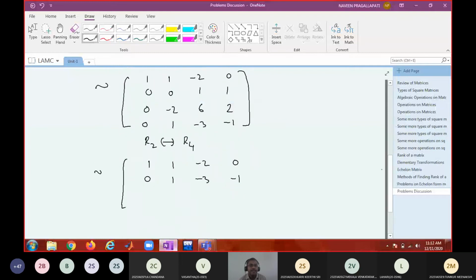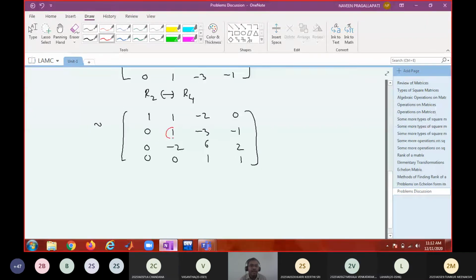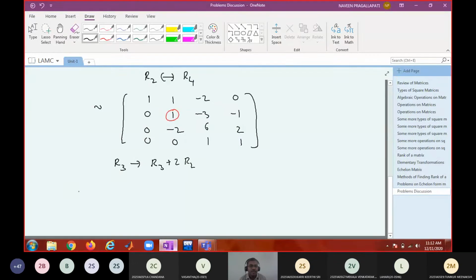Next 0, minus 2, 6, 2. Next 0, 0, 1, 1. Now what is my pivot? 1. And what is my next operation? The element down should be 0. R3 gets R3 plus 2R2.